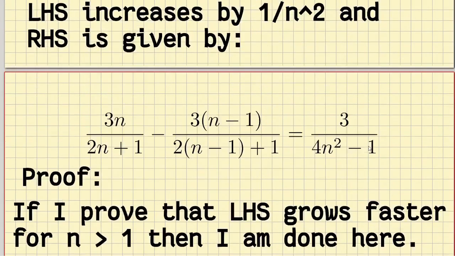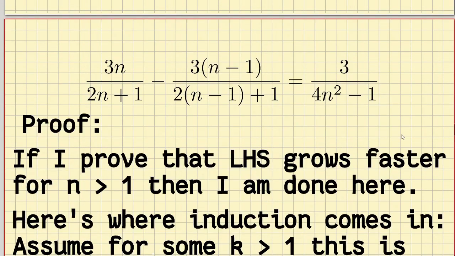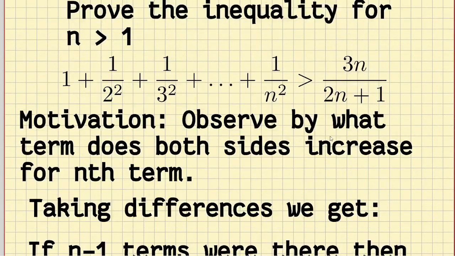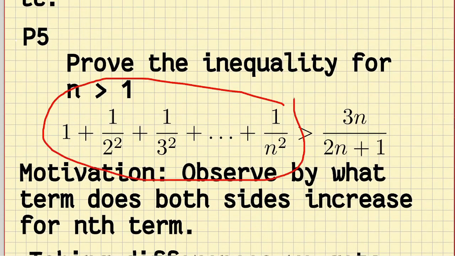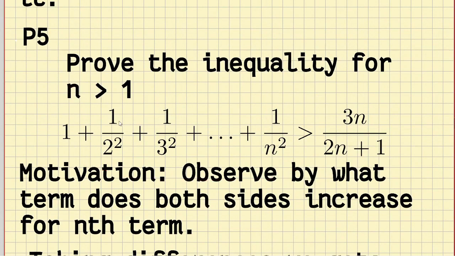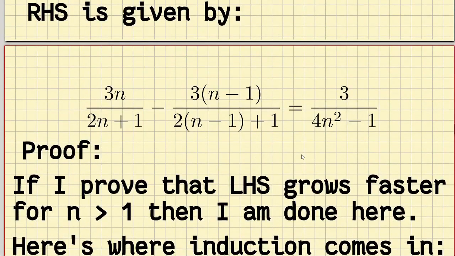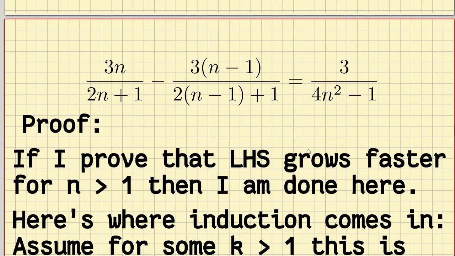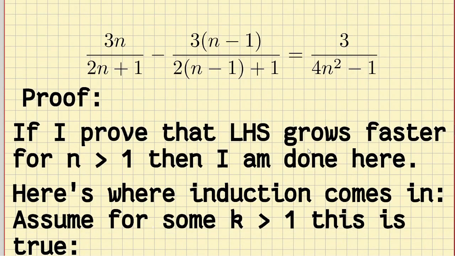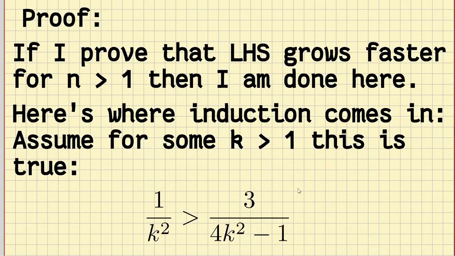So first I am saying that proof. If I prove that LHS grows faster for n greater than 1, then I am done. Since if I prove that LHS grows faster than RHS, then I can say that this is always larger, since as n grows larger and larger, this statement will become more true. So let's go forward. Here's where induction comes in. Assume for some k greater than 1, this is true.